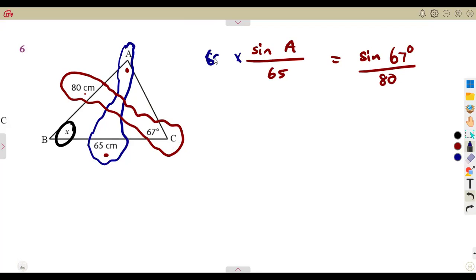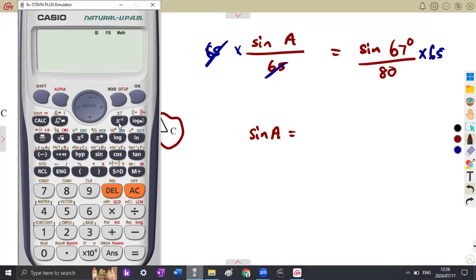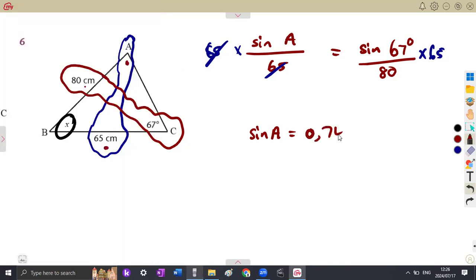All right, so let's multiply by 65 this side. So this can cancel, meaning to say the sine of A is equal to the decimal part that you are going to obtain from your calculator, which is, in this case, 65 times sine 67 over 80. That is 0.7479 and so on.